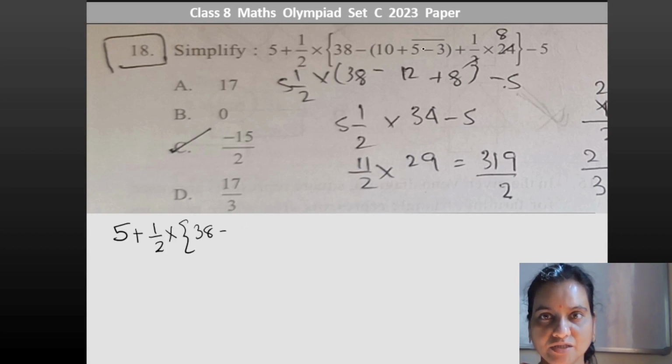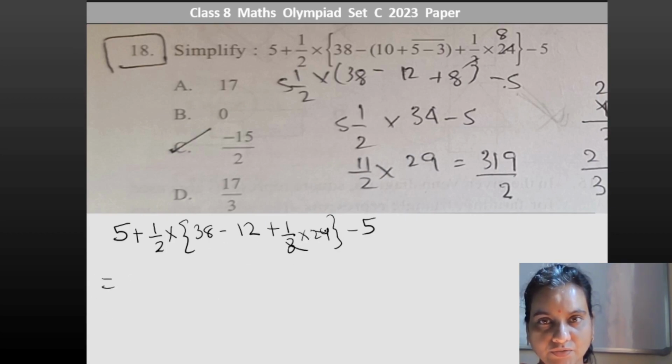So it will be 5 minus 3, which is 2. So 10 plus 2 will be 12. So I'll write here 12. 38 minus 12 plus 1/3 into 24 minus 5. Right? Now let's solve this one.